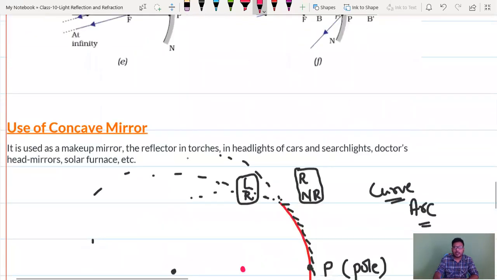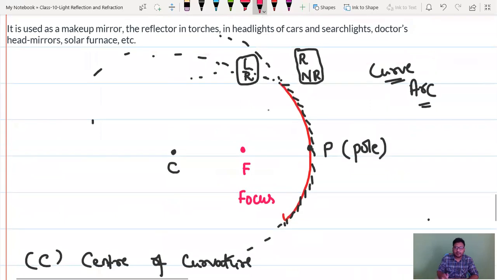Till now we have seen 3 points, guys. First one, P. P stands for pole, which is the center of the mirror. Second, C. C stands for center of curvature, which is the center of the spherical mirror. F is focus. Focus is a point where all reflected rays will meet. Incident rays will touch the mirror. It will reflect back. Those reflected rays will meet at a point called focus. These are the 3 points.